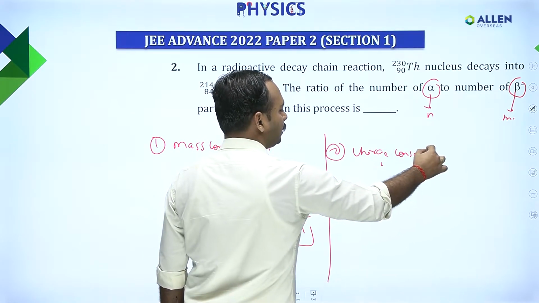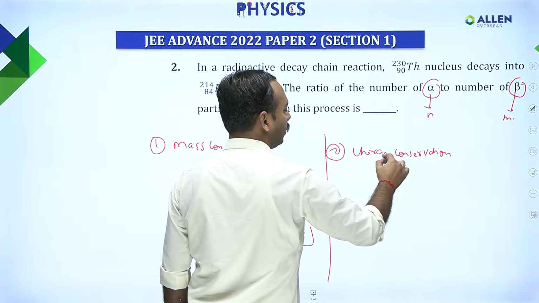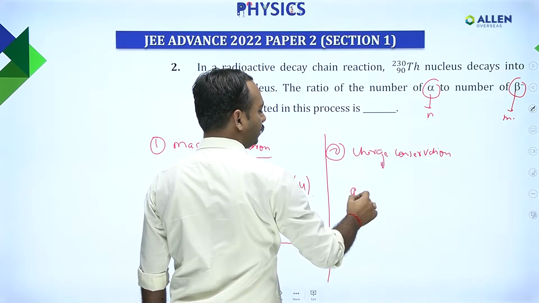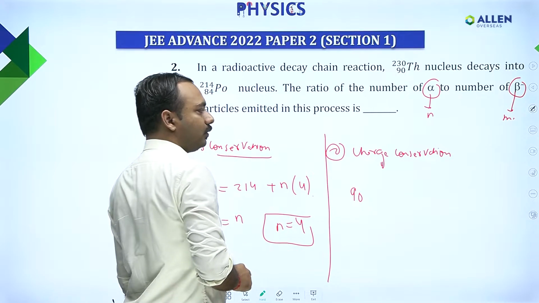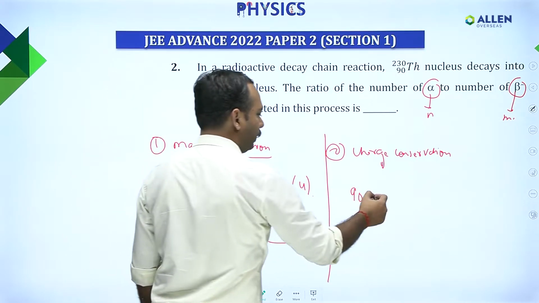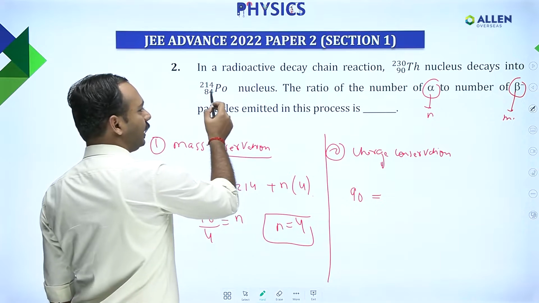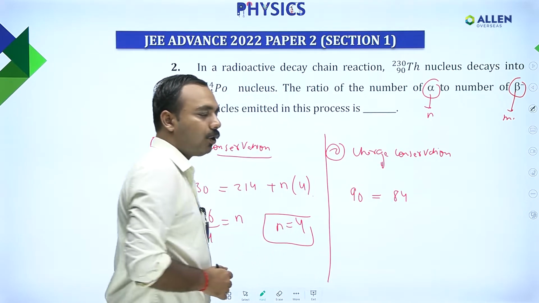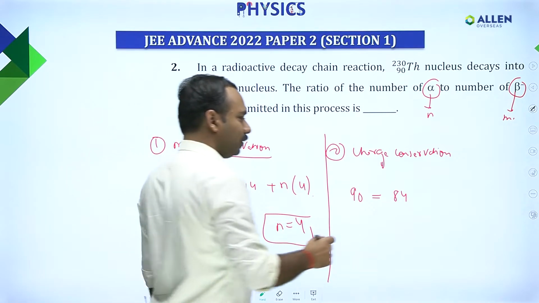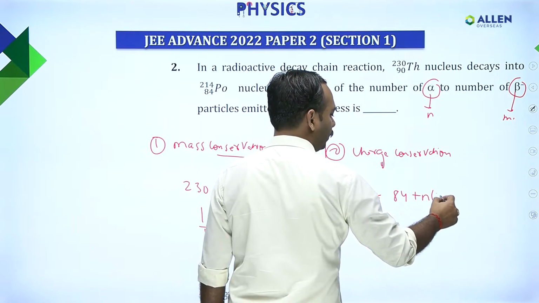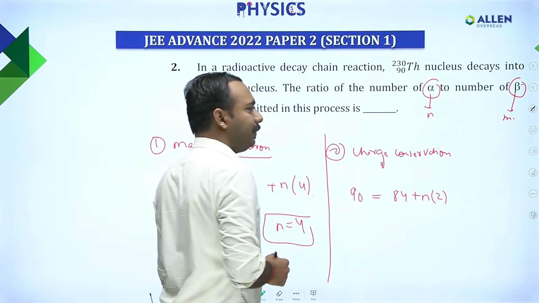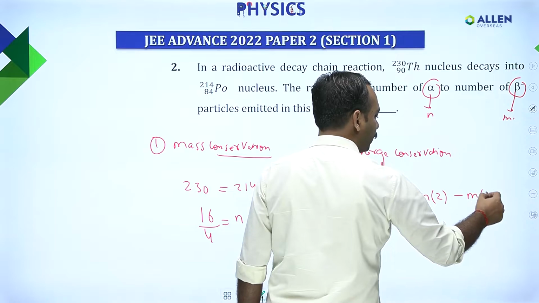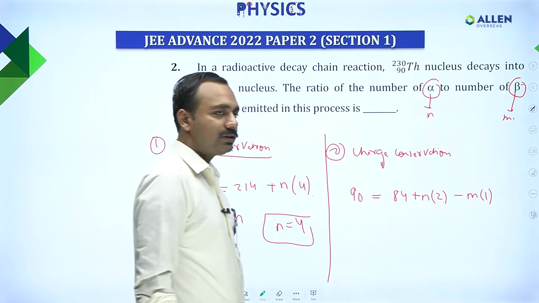So let's use the charge conservation over here. In charge conservation, the initial charge you can see is 90, depending on the atomic number. On the right side, when thorium is decaying into polonium, you can see 84 positive charges. Every alpha particle, how much charge does it carry? Sir, plus 2. Great. So plus n times plus 2 charge, and every beta minus particle has minus 1 charge, sir. So minus m times the charge contribution of every beta particle.